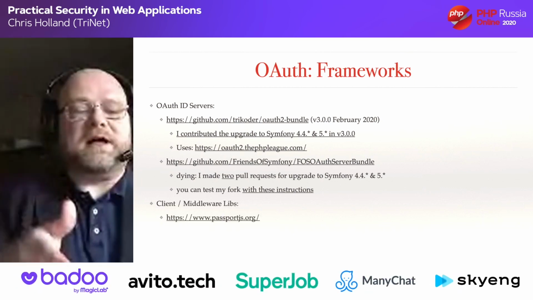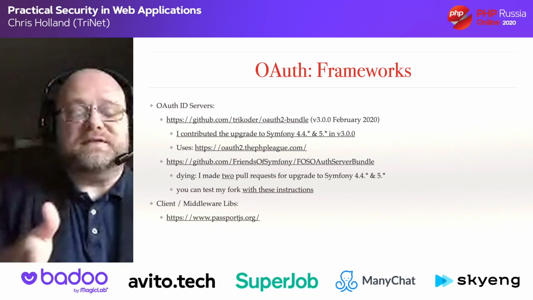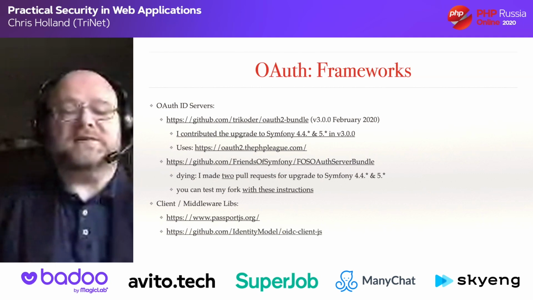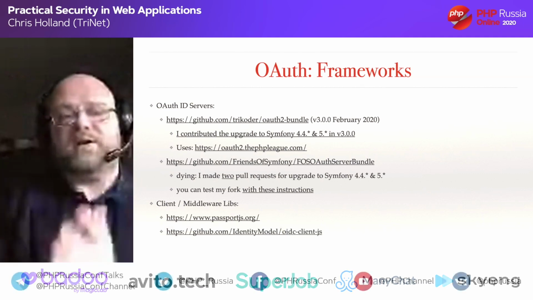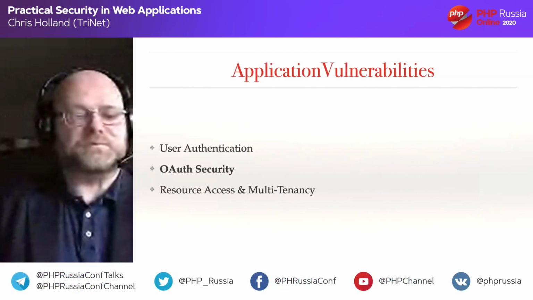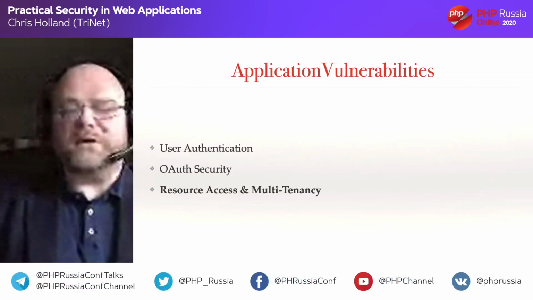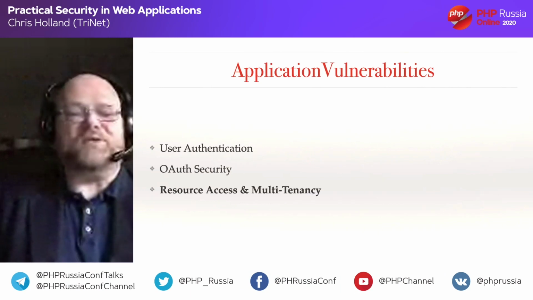All right. So if you're using a client, if you want an OIDC client, you have Passport.js, and then you have Identity Model for the client middleware side of things. All right. So that was OAuth. So now let's look at resource access and multi-tenancy.